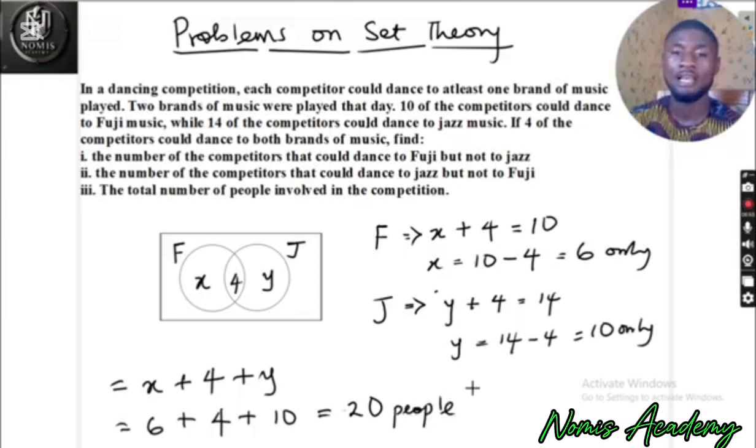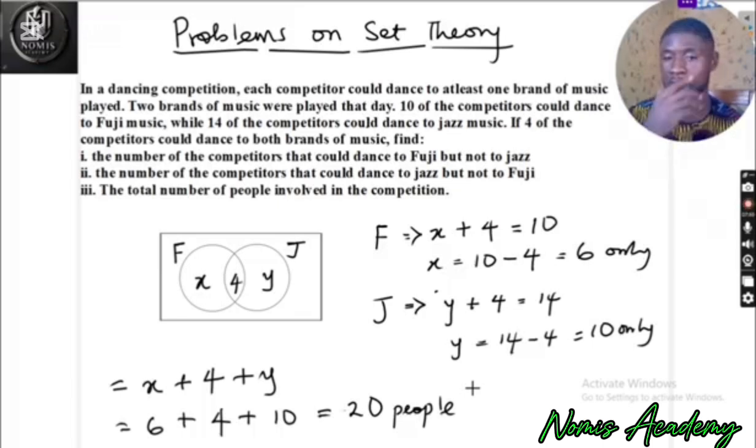So if you had guessed, thinking that okay, if 10 people could dance to Fuji and 40 people could dance to jazz music, maybe there were 24 people, you see that you would have gotten it wrong. You don't think of people who could dance to Fuji and could still dance to jazz. So we can see that there are just 20 people involved in this competition entirely.